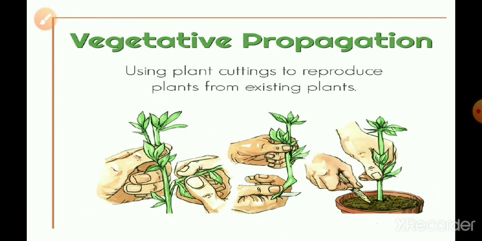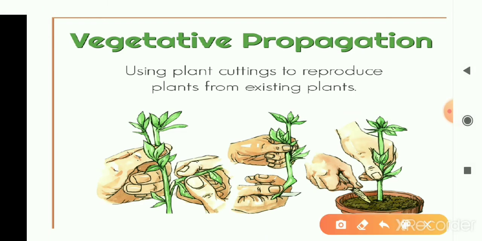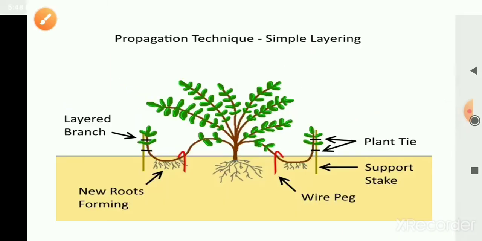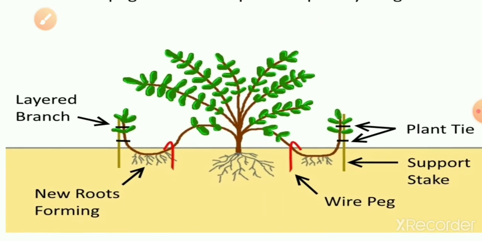Vegetative propagation is also artificially done through human effort, and those different methods of artificial vegetative propagation include cutting. So here what is shown in this slide is cutting, right? Then roses, they are propagated by this method. Then you've got another technique which is called layering.